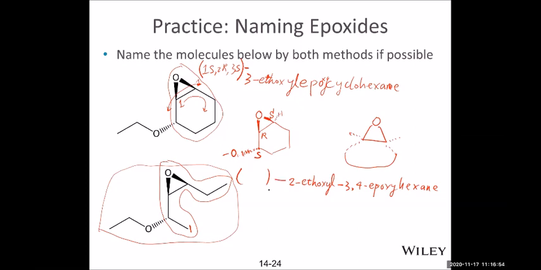The other way to name this is as oxirane. The parent will be oxirane. Oxirane means it is almost like cyclohexane with one carbon replaced by oxygen. That's what we call oxirane. All right, so with oxirane, we're looking at this structure. Focus on this part.